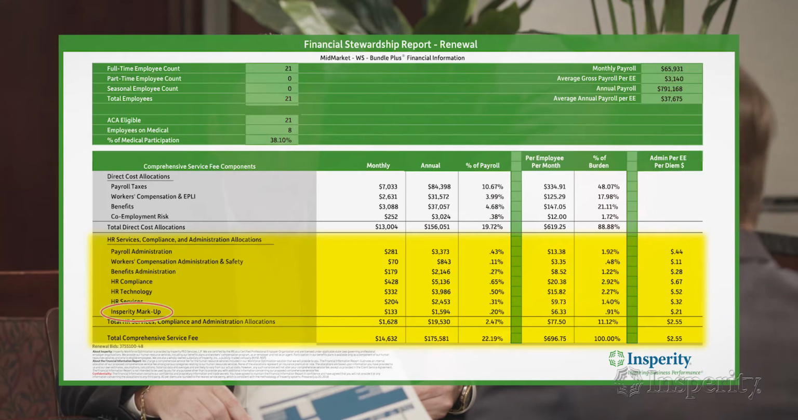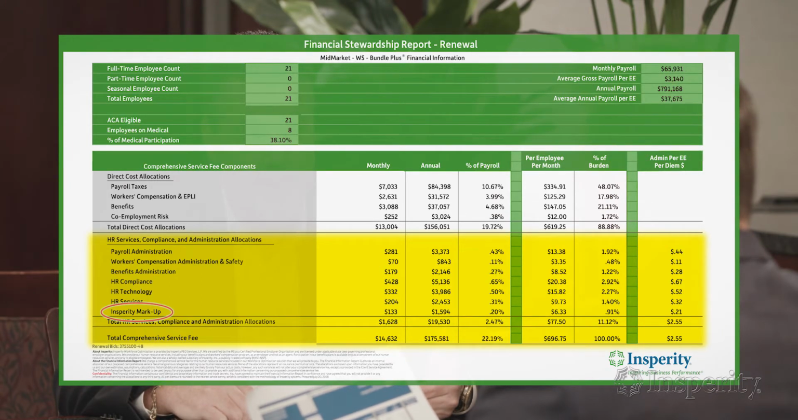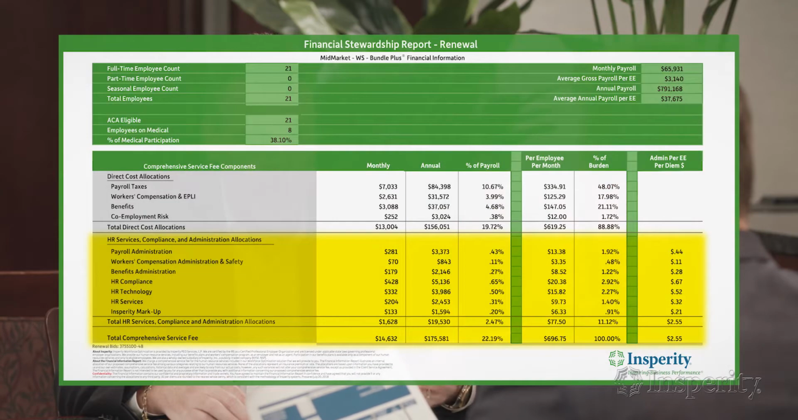Okay. Great. So the final area of the administration service fee is the Insperity markup. If we start with charging you an admin fee of $77.50, and we cover our internal costs, from payroll administration all the way down to the HR services portion, what is left over of the $77.50 is our estimated markup on your account, which happens to be about $6.33 a month per person.